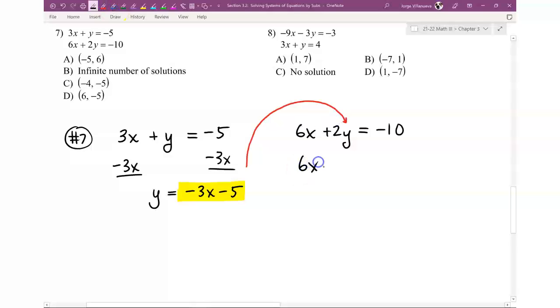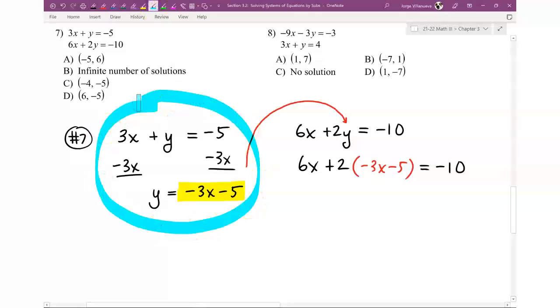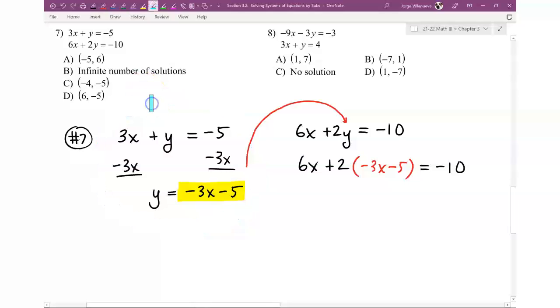That's 6x plus 2 times -3x minus 5. Notice the y disappeared and I plugged in that thing in red. Equals -10. Remember, these are called the hard problems. Why are they called the hard problems? Because of this right here. Just that step right there. That's why they're like, oh, it's so much harder, right? Why? Oh, because I had to solve for something first, right? You might say, well, that's not that hard. Well, good. Then that means there are no hard problems for you, right?